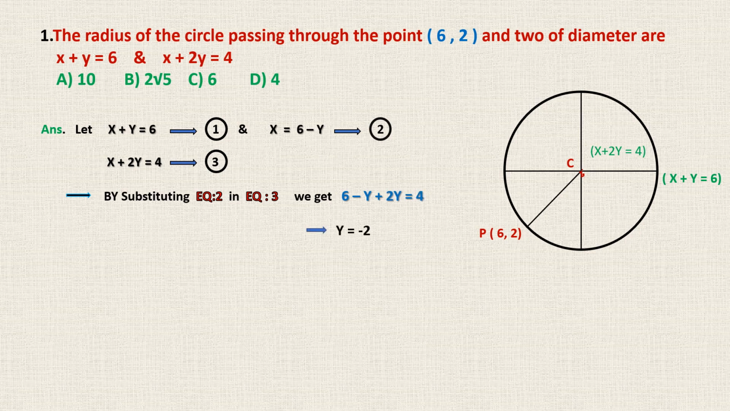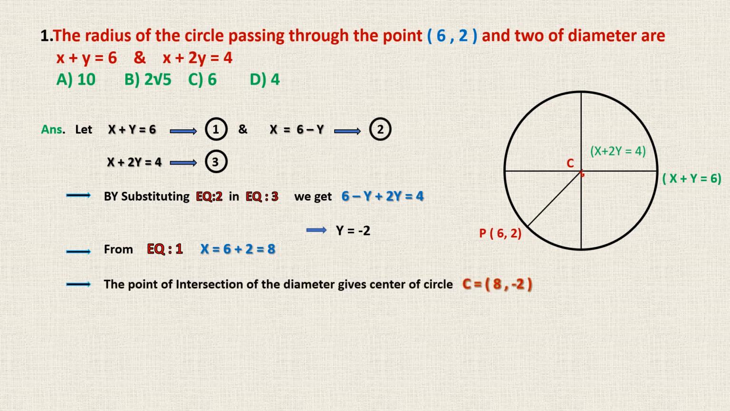By substituting equation number 2 in equation number 3, we get the value of ordinate as -2. In the same way, if you solve, you get the value of abscissa as 8. The point of intersection of the diameters gives the center of the circle, which is (8, -2).